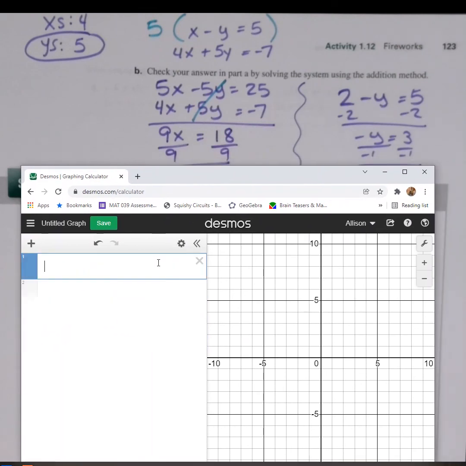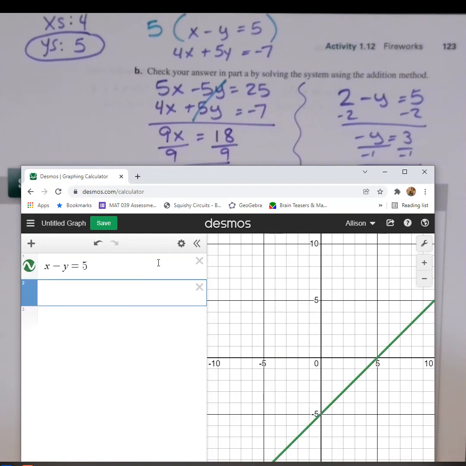I will also just mention on this one that every one of these is graphable. So if I type in my x minus y equals 5 and my 4x plus 5y equals negative 7, there's the solution sitting right there at 2, negative 3. So we certainly can look at them graphically as well.